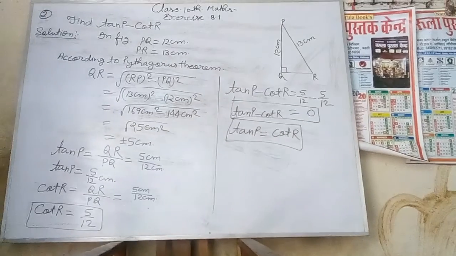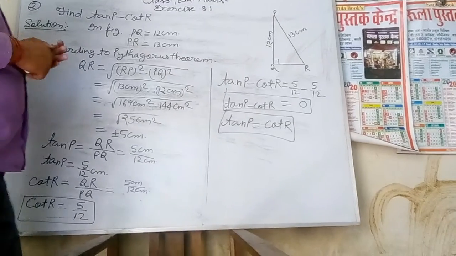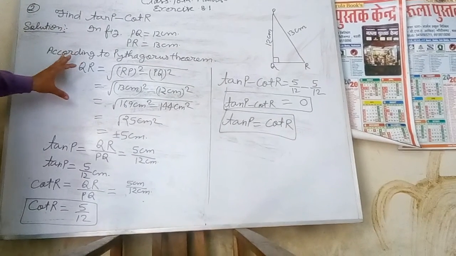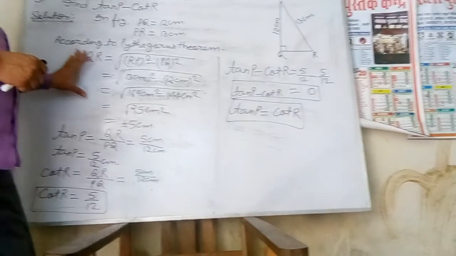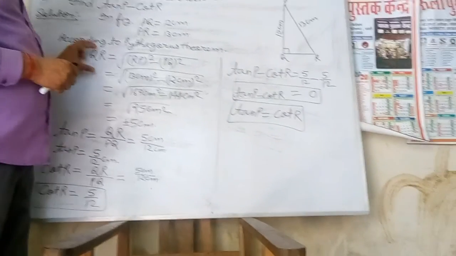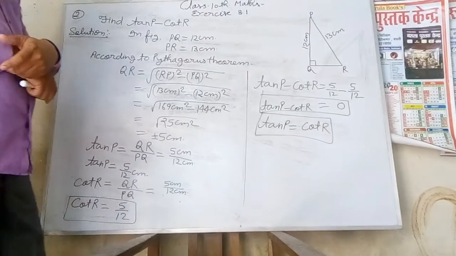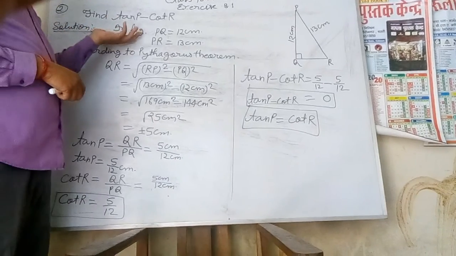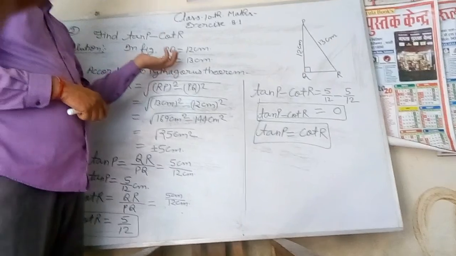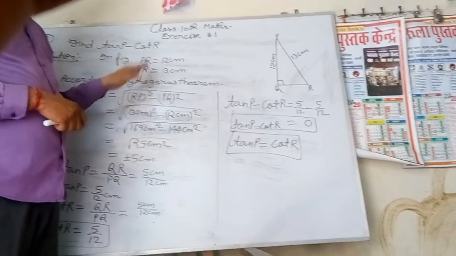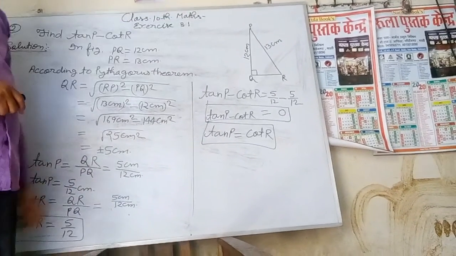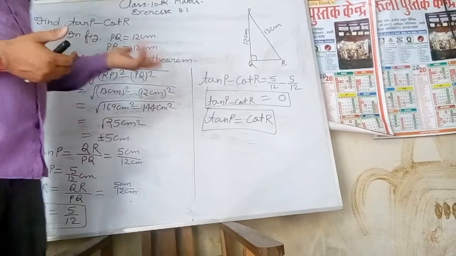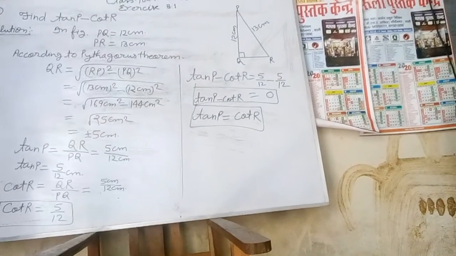And in this question we need not find out the value of hypotenuse, because the value of PR, means hypotenuse, is not necessary, but we have found it.